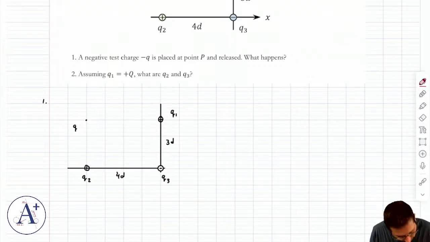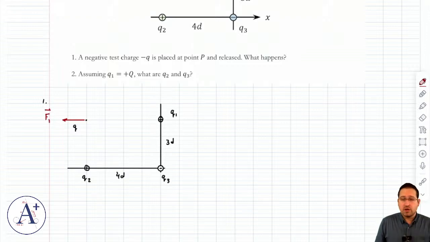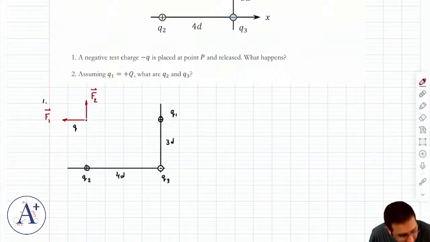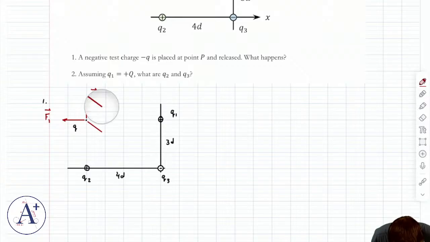Okay, so Q is positive, Q1's positive. So, well, I don't know how big the force is. I could compute it, but certainly F1 is going to point to the left. Okay, Q2 is positive, and so Q2 is going to repel Q. F2 is going to point up. Again, I'm not trying to draw to scale or anything like that. I'm just drawing the forces. And then Q3 is going to attract Q because it's a negative charge, and so this is going to be F3.